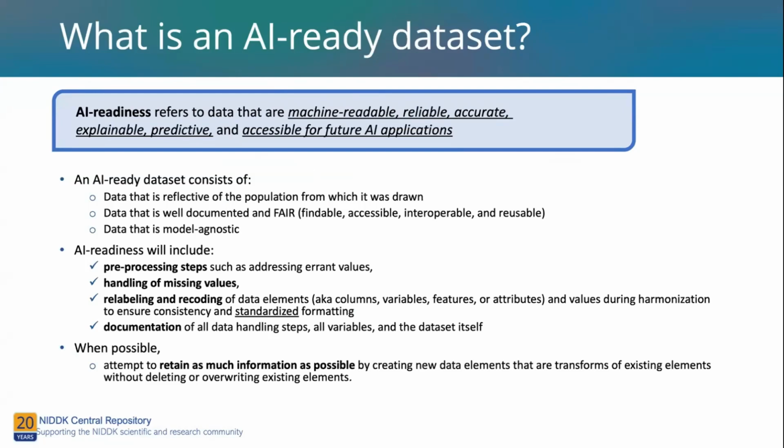So we like to think of data that's reflective of the population from which it's drawn. This is really important. We're going to talk in the next slide about some more detail on that. Data that is well documented and fair, so findable, accessible, interoperable, reusable, and model agnostic. So it's not just done for one specific type of model, but it's clean, ready to go, and ready to be used for really any kind of model. And so we've got pre-processing, handling of missing values, labeling and/or recoding, and documentation. This is all really important, and you're going to do some today.